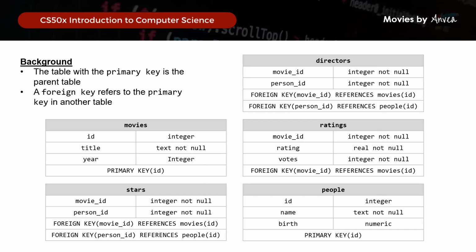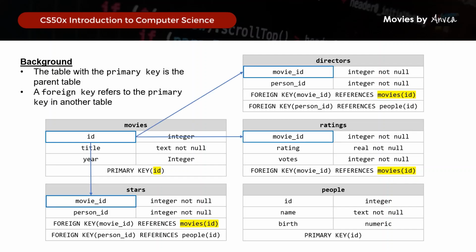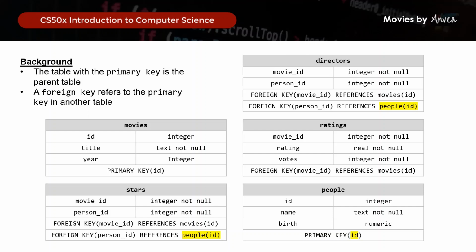So firstly, in the table movies, you can see that the primary key is the ID, whereas in the tables for stars, directors, and ratings, there is a foreign key called movie_ID, which references the ID field within the movies table. So this means that the movie ID field can be used to connect these tables to the parent table called movies.